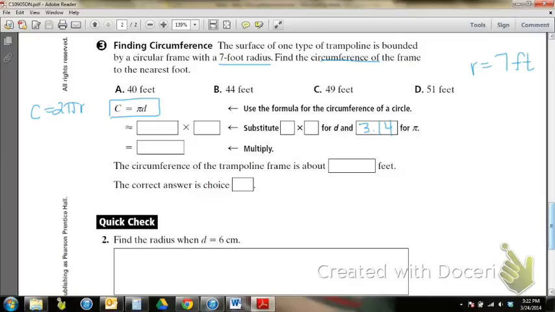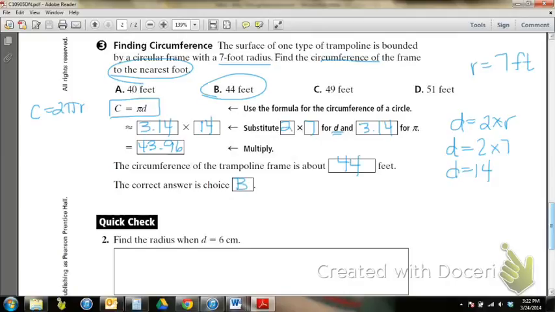We are going to use 3.14 for pi, and we're going to do diameter. Remember, diameter is 2 times the radius. So if my radius is 7, 2 times 7 is 14. So I'm going to do 3.14 times 14. And if I multiply those two together, I get 43.96. And it says to the nearest foot, so 43.96 rounds up to 44 feet, which is choice B.